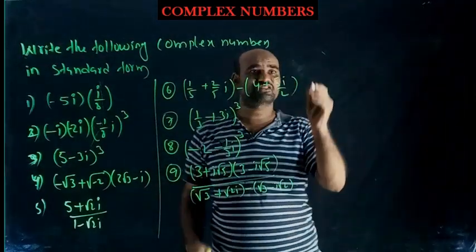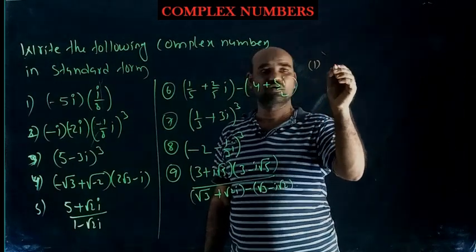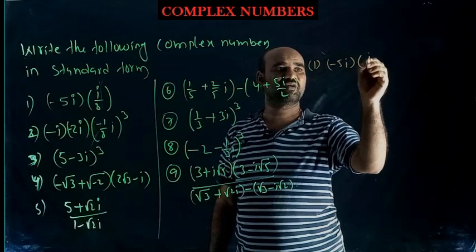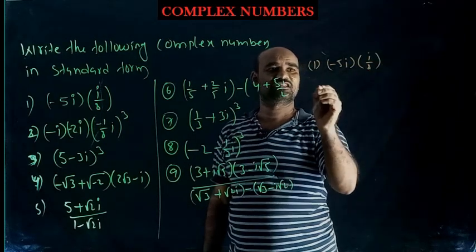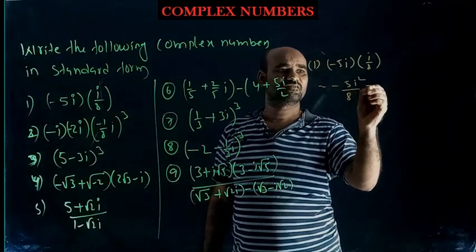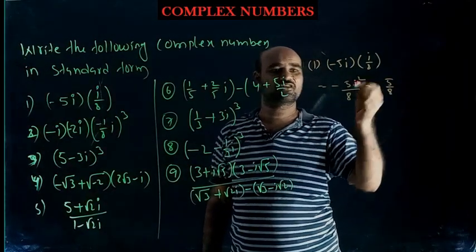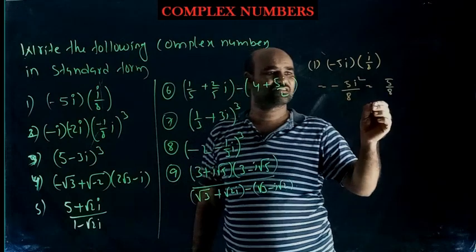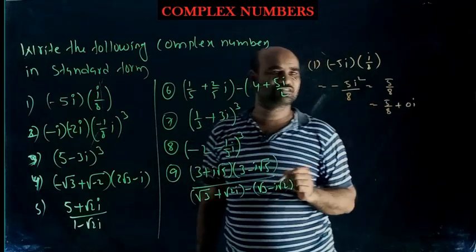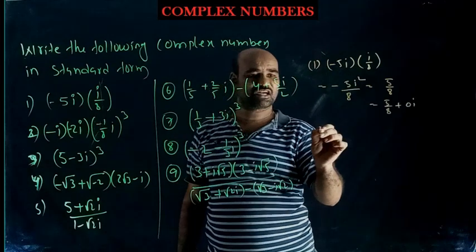Okay students, first one is minus 5 iota into iota by 8. Just minus 5 iota square by 8. That is 5 by 8, because iota square is minus 1, minus into minus is plus. So I can say that 5 by 8 plus 0 iota. It is standard form.